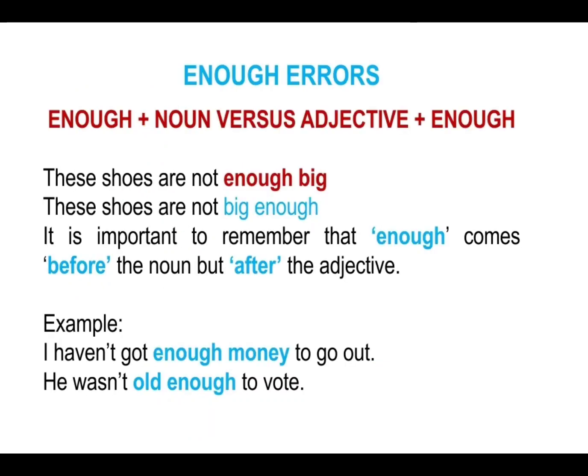Noun error. Noun plus noun versus adjective plus noun. "These shoes are not big." "These shoes are not big enough." It is important to remember that "enough" comes before a noun but after an adjective. Example: "I haven't got enough money to go out." "He wasn't old enough to vote."